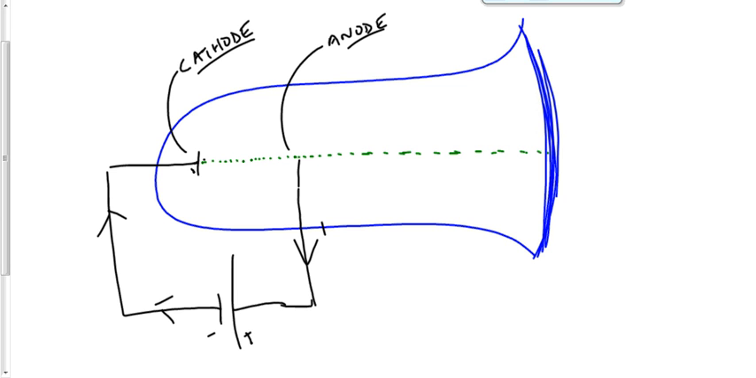These cathode rays striking the screen, people had seen it for years and years and years, but didn't know what it was. But Thomson says, you know what, I want to figure out what these things are. I want to figure out what these cathode rays are. So he introduces a magnetic field right here.